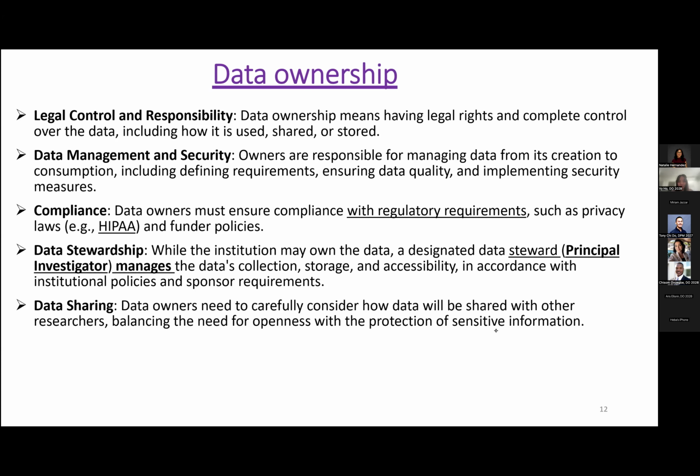Data management and security, same thing, the compliance, we have to follow all the rules and regulations, whether you are in clinical research or in basic research. Then data stewardship means managership. The PI is the manager of the data, who owns the data also, analyzes, and keeps the control of the data. Then data sharing, as I discussed earlier, it should be confidential. It should be shared only with the persons who are involved in the research. It should be shared in an encrypted way or password protected way.